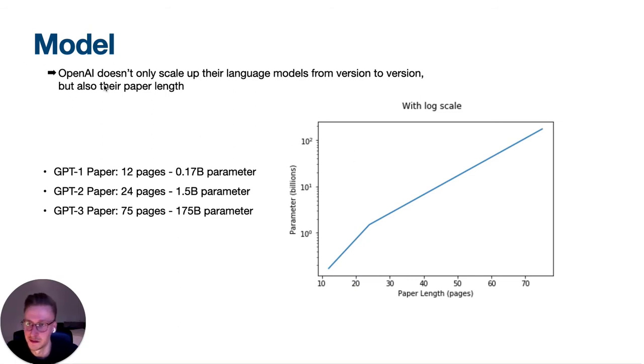Another fun fact that I found out is that apparently OpenAI doesn't only scale up the language models from version to version, but also the paper length. We could see that GPT-1 was 12 pages, 170 million parameters. GPT-2 had 24 pages and 1.5 billion parameters, and GPT-3 75 pages and 175 billion parameters. So I'm curious how many pages the GPT-4 paper will have. I'll plot this on the right side here.